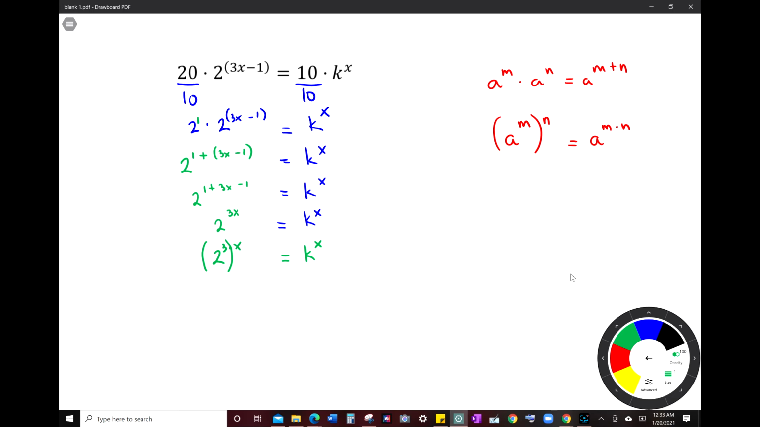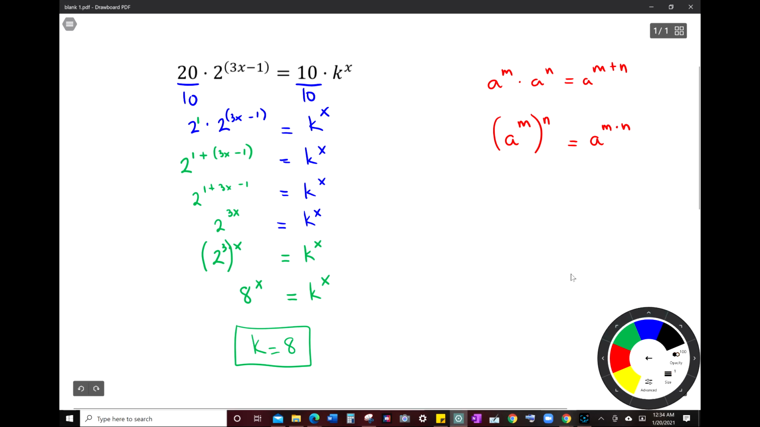So in this case, we can simplify inside the parentheses. So then we have 8 raised to the x power equals k raised to the x power. And since you have the same x power on both sides, we can conclude that the base has to be the same. Therefore, the answer will be k equals 8. And to make sure that k equals 8 is not an extraneous solution, we always double check our solution when we solve an equation. So check it.